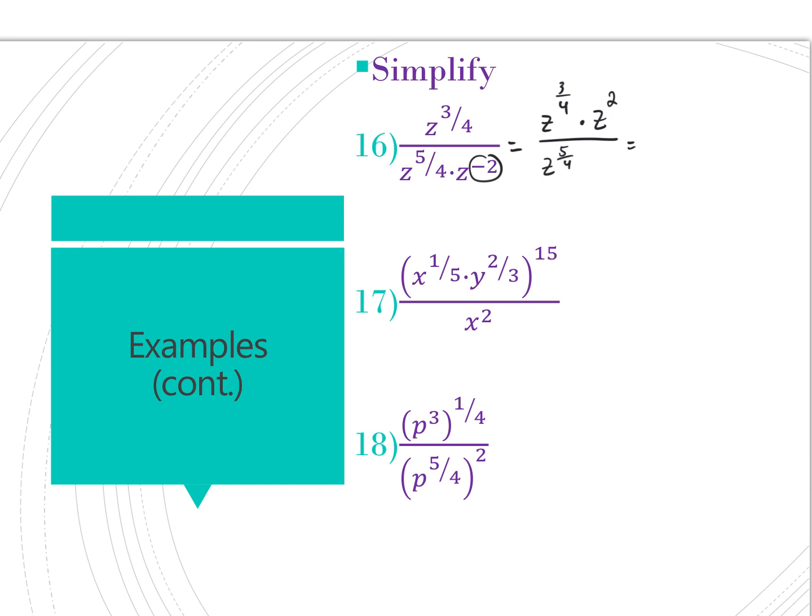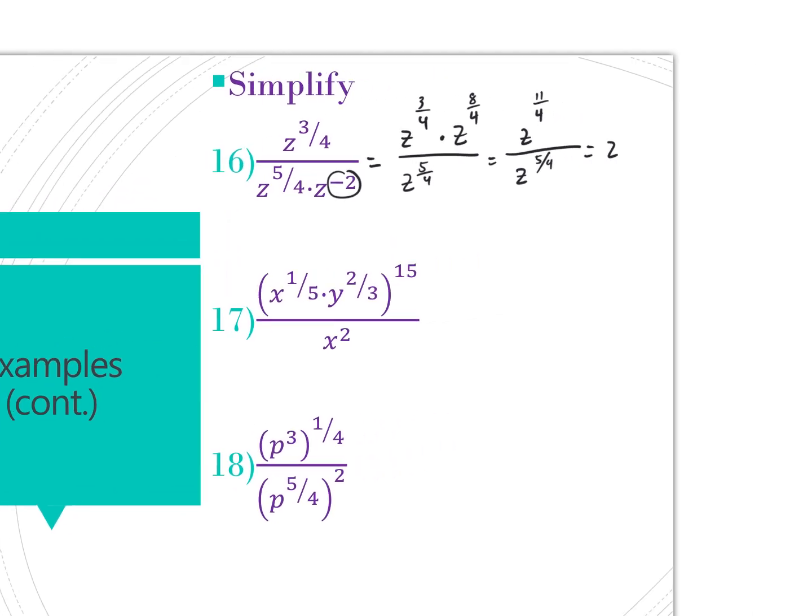Now at the top, you know that you add your exponents. So instead of thinking of z squared, I'm going to think of z to a power that has a denominator of 4, and I know that 8 over 4 is equal to z squared, because 8 over 4 is 2. So I'm now going to add 3/4 and 8/4, and I'm going to get 11/4. And then in my denominator spot, I have 5/4. And because it's division, I'm ready to subtract. It's going to be z to the 11/4 minus 5/4, which is going to equal z to the 6/4, which I can simplify to z to the 3/2 power.